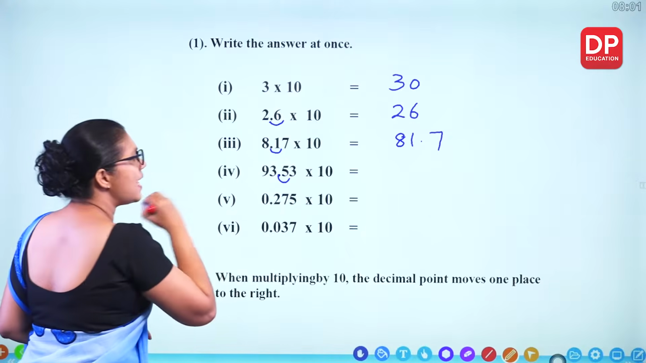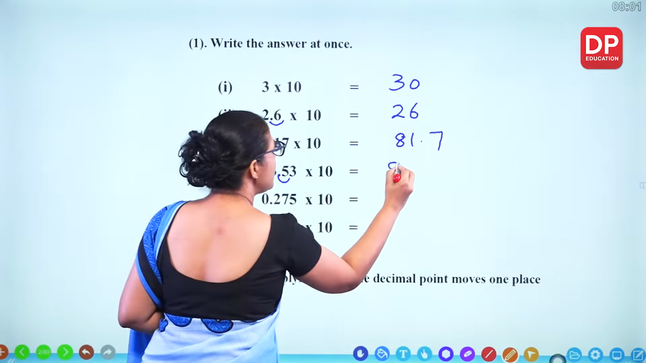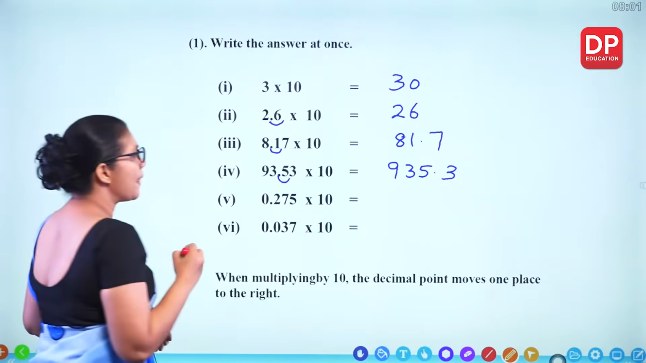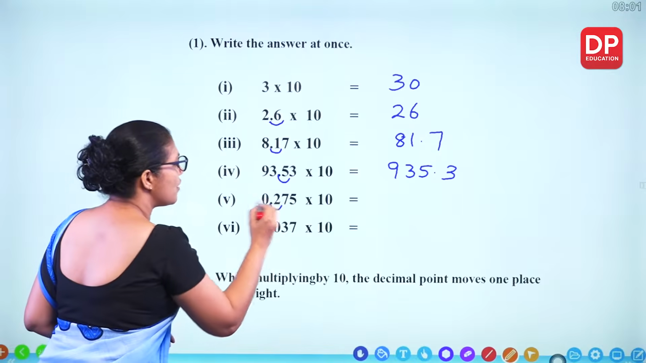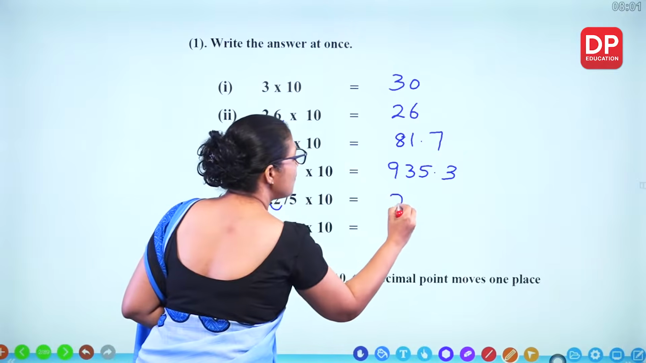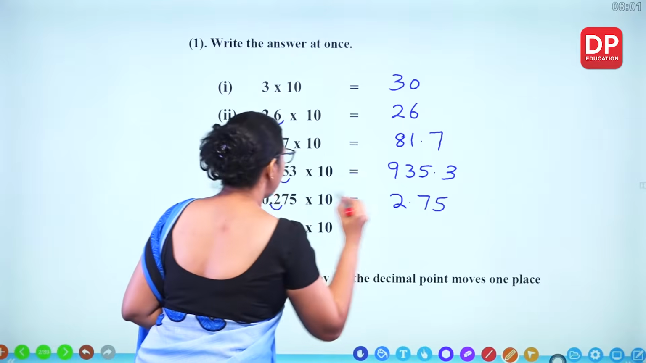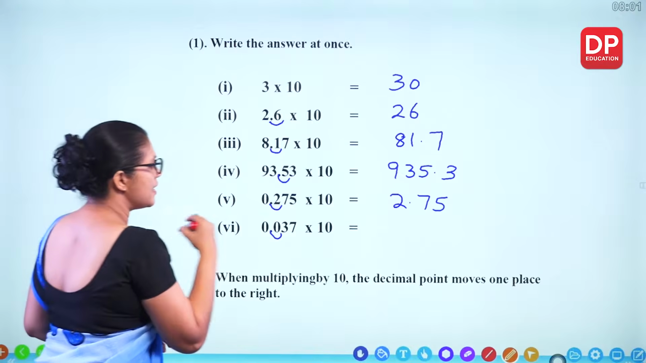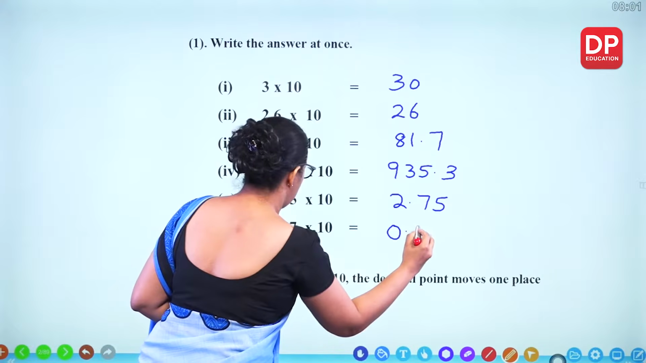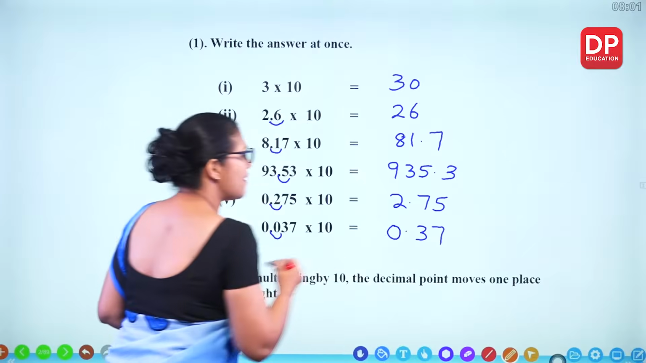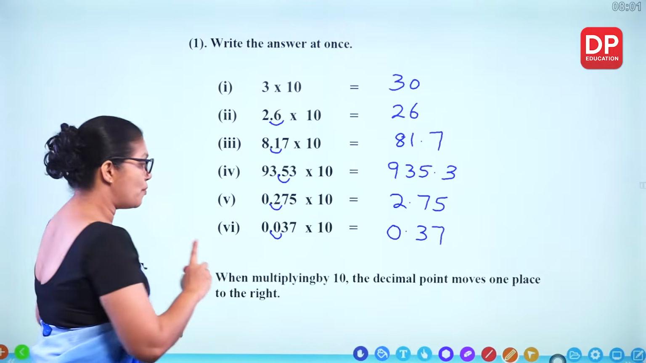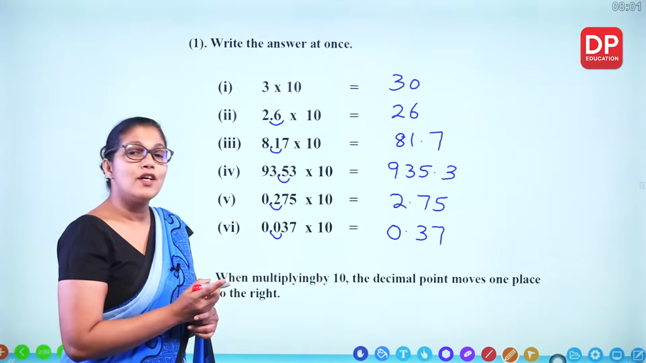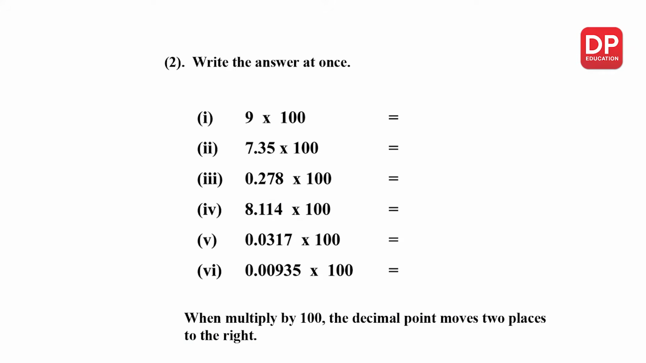93.53 multiplied by 10, move one place to the right, 935.3. This one, move one place to the right, 2.75. And this one place to the right, 0.37. So when you are multiplying by 10, the decimal point moves one place to the right.